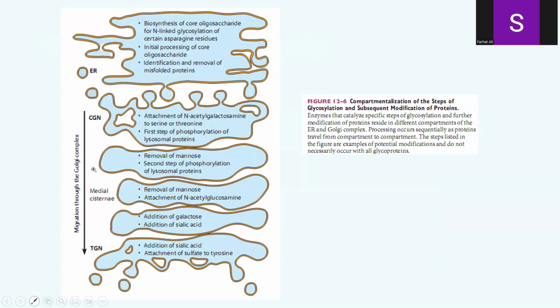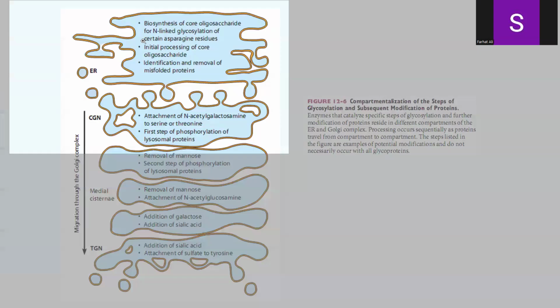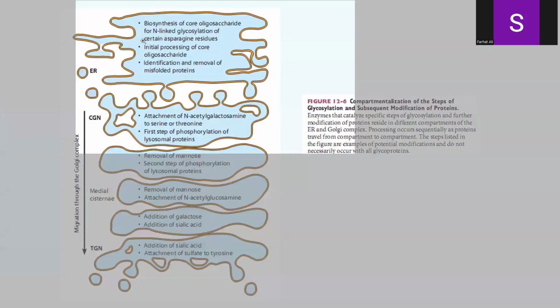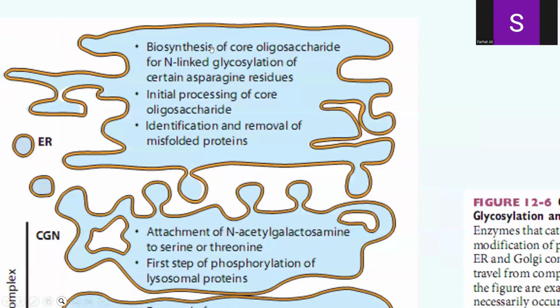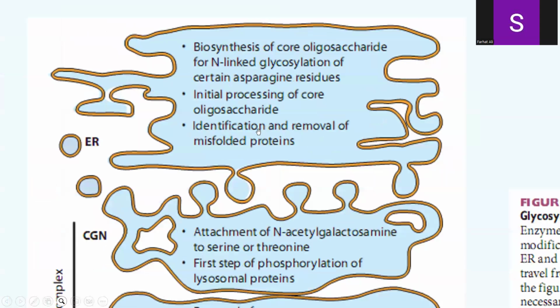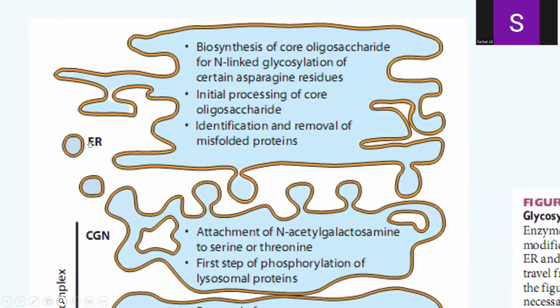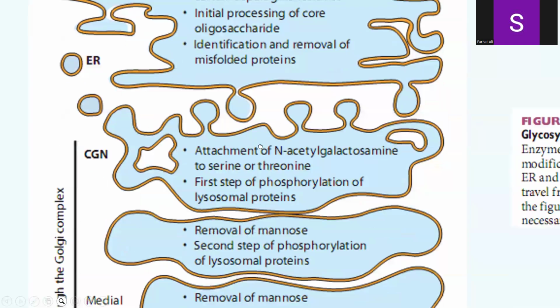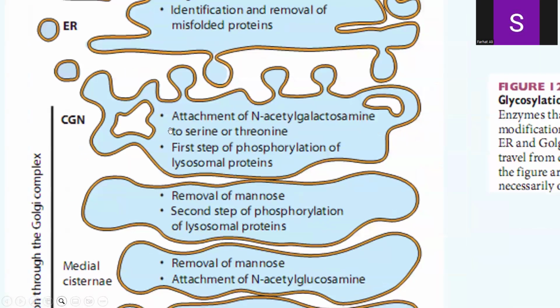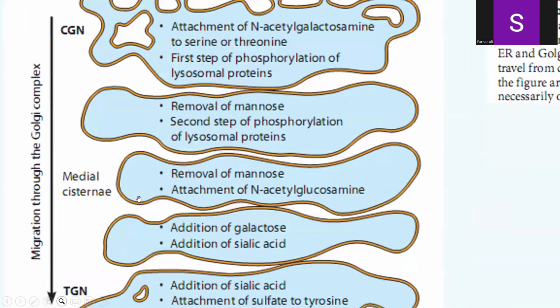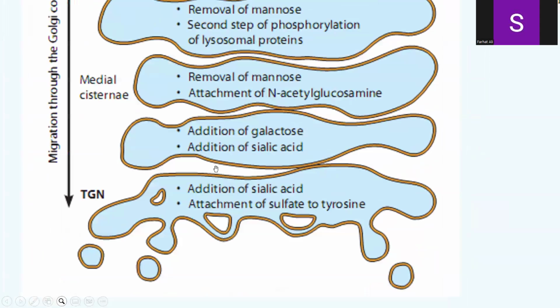Well, all the details are not important here, but this figure is to show the various changes which are brought about through the ER-Golgi pathway. So in the ER, the base oligosaccharide is attached, and then the initial processing is done. Then this is transferred through the vesicles to the cis Golgi, and then through the cis Golgi to the medial, and then to the trans Golgi.